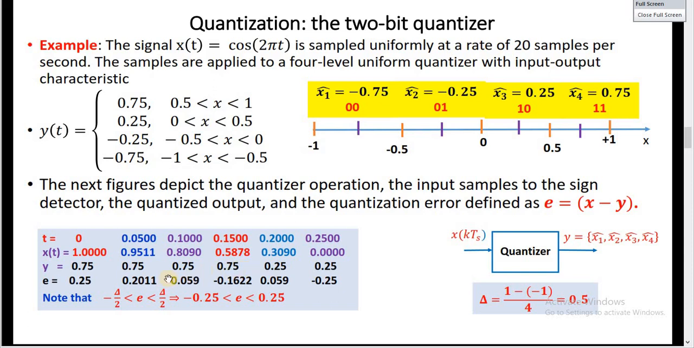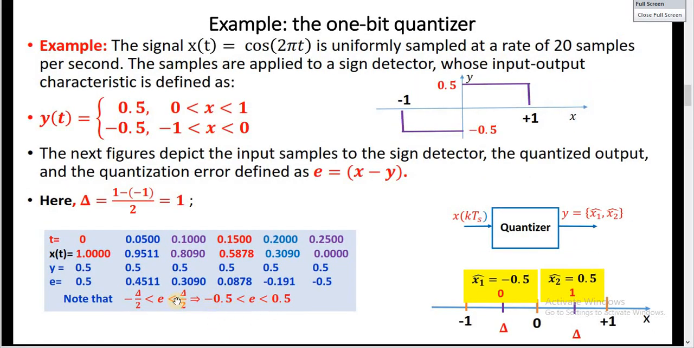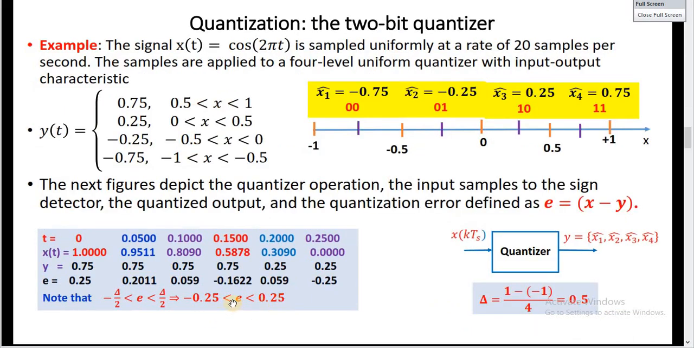We repeat the calculation for all sample values. Again, we see in this case that the maximum value of the error is delta over 2, which is 0.25. So by increasing the number of quantization levels from 2 to 4, we have succeeded in decreasing the maximum value of the error from 0.5 to 0.25. We recall that for the 1-bit quantizer, the maximum value of the error is 0.5. For the same signal, when we use a 4-level quantizer, the maximum value of the quantization error becomes 0.25.